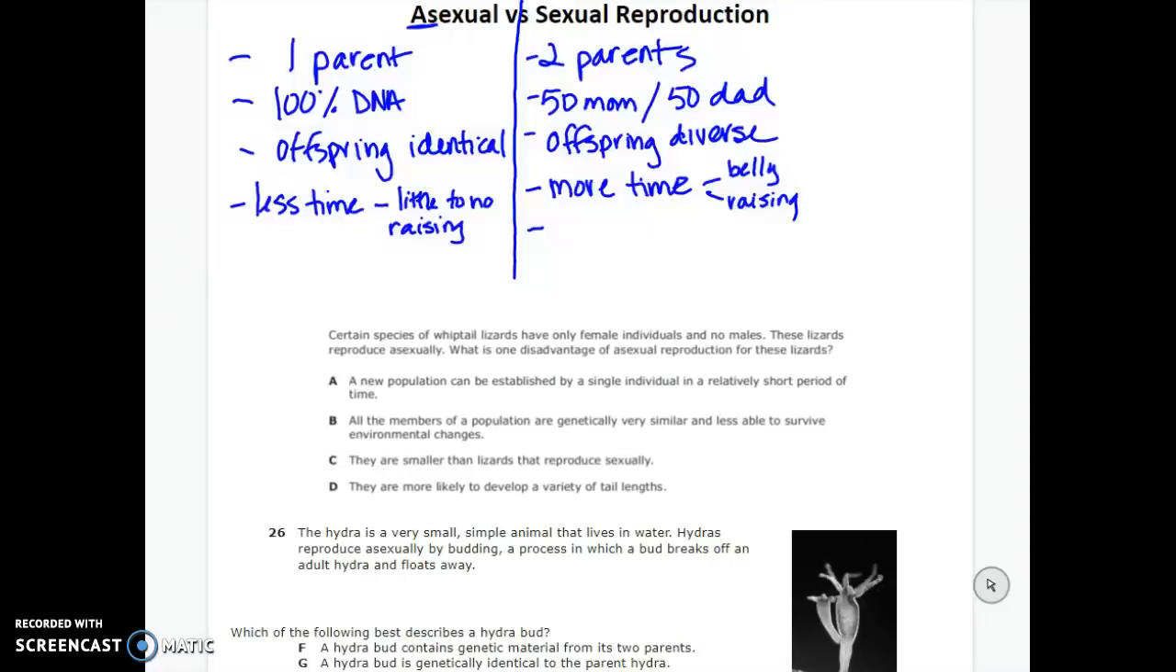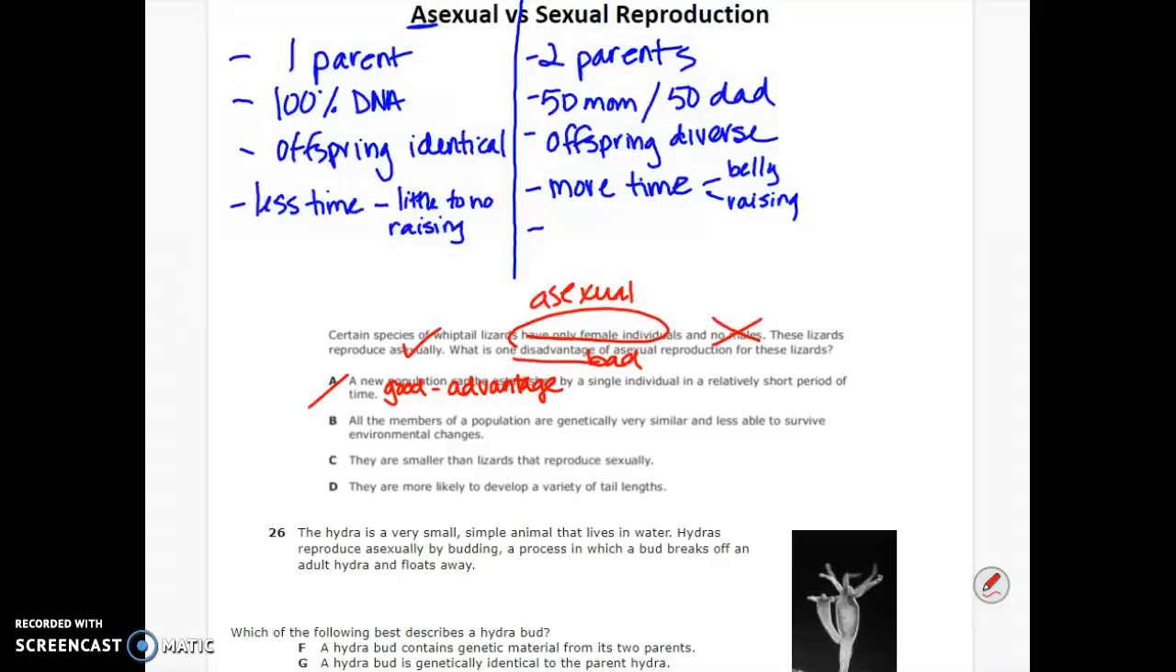So, next thing, certain species of whiptail lizards have only female individuals and no males. So right there, that tells me already I'm probably looking at asexual reproduction because no males. These lizards reproduce asexually, so I was right. What is one disadvantage? Disadvantage means something that is bad about asexual reproduction for these lizards. So a new population can be established by a single individual in a relatively short period of time. Well, that's actually probably a good thing. That would be what we would call an advantage, not a disadvantage. So it's not that one.